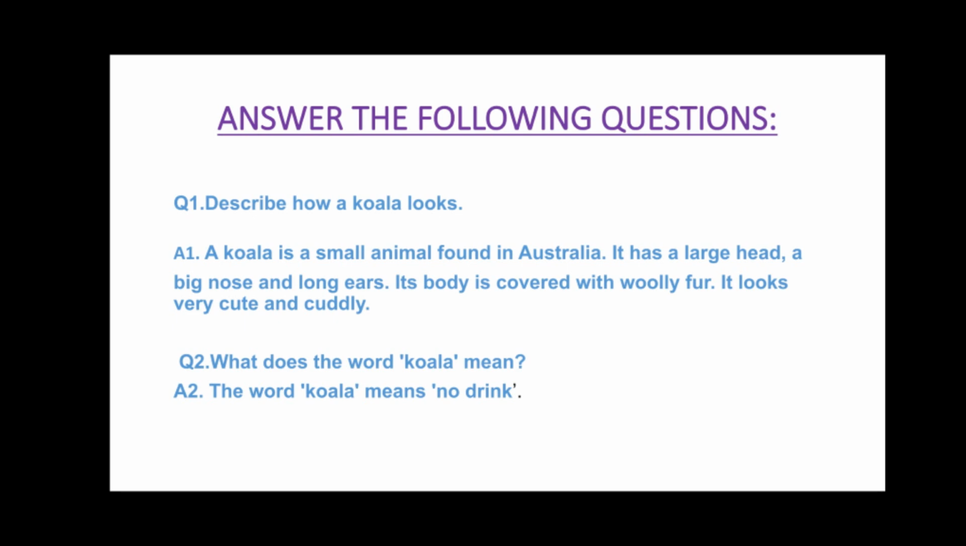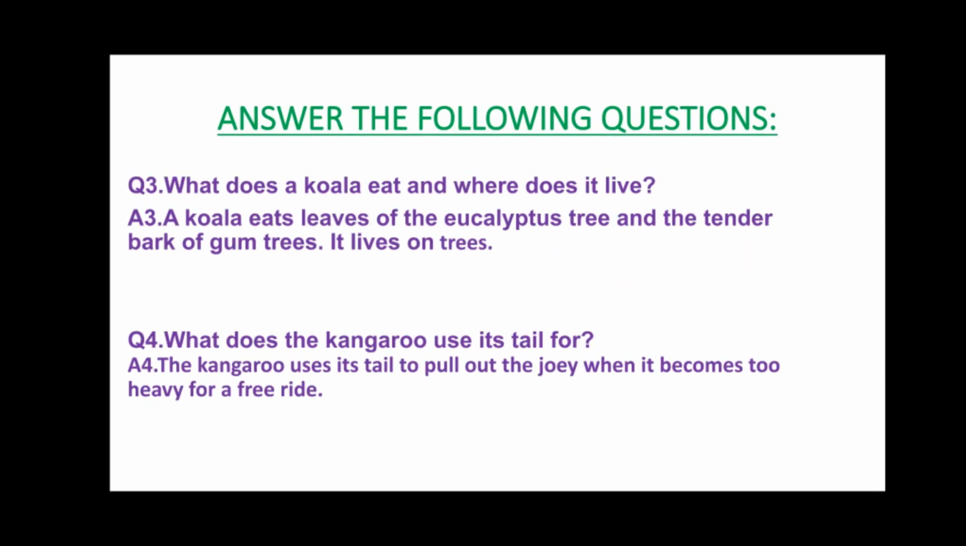The second question is, what does the word koala mean? So again children, it's straight in the passage. The word koala means no drink. It's a straight answer children. The third question is, what does a koala eat and where does it live? So children, the answer is that the koala eats leaves of the eucalyptus tree and the tender bark of gum trees. The koala lives on trees.